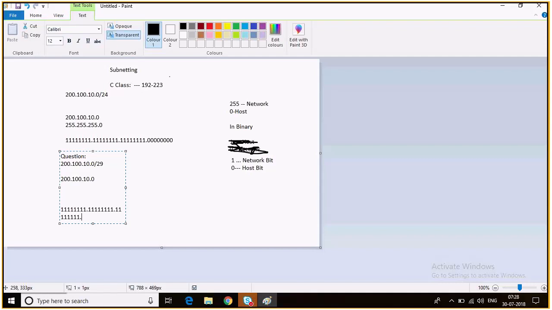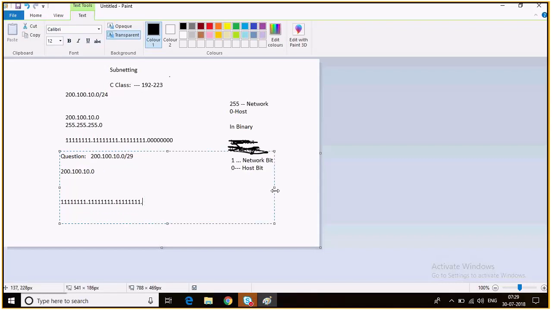This we already have, right? This is something that we already had. 24 ones are already there. We just increase the number of ones that we have. So we will write 29 number of ones. 24 are already there, so we'll write 5 more ones now.